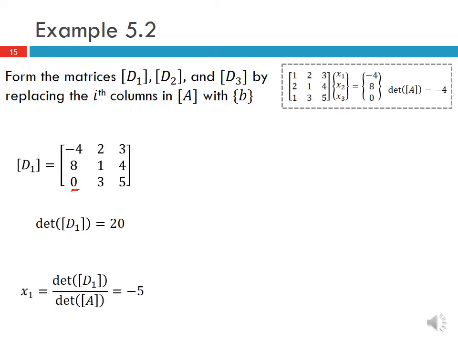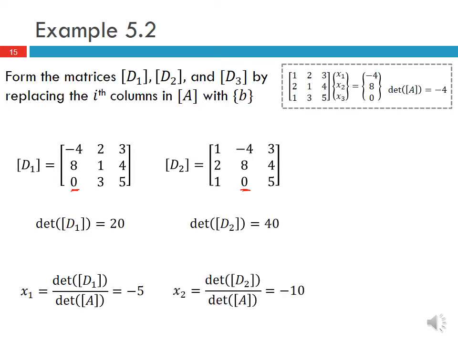So that means that xi, or x1, is the determinant of D1 divided by the determinant of A, which is -5. Then I find D2, and here I've replaced the second column in A with B. The determinant of D2 is 40, so that means x2 is going to be 40 over -4, which is -10.